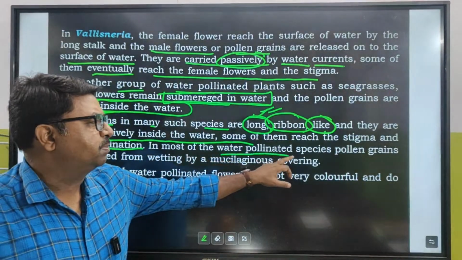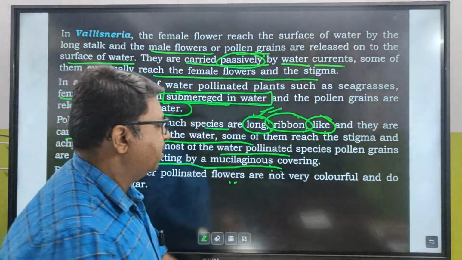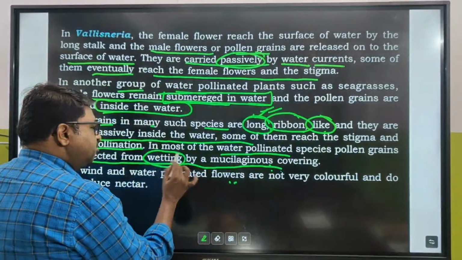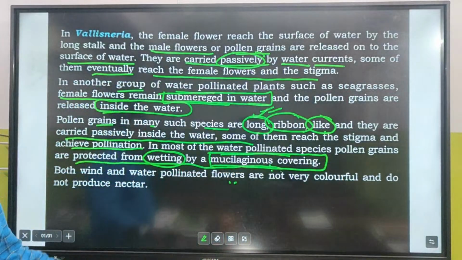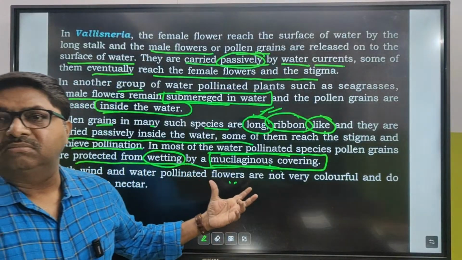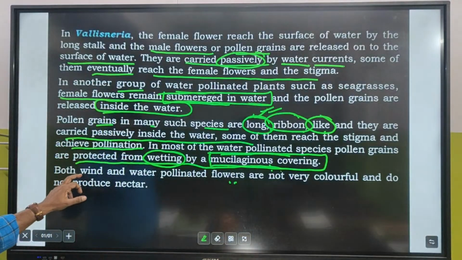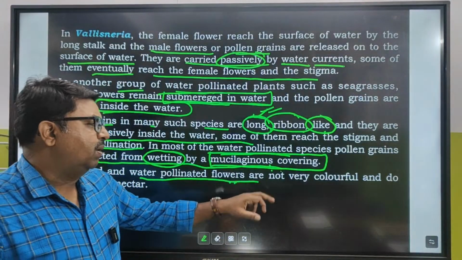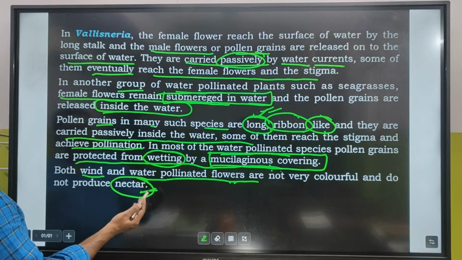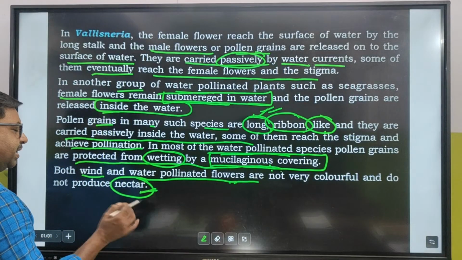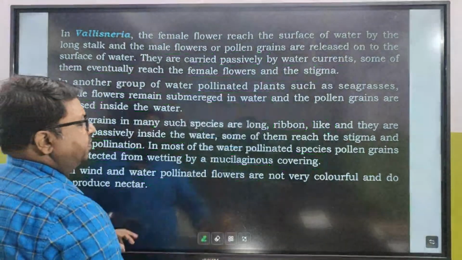In most of the water-pollinated species, pollen grains are protected from wetting by a mucilage covering. Very, very important. Mucilage covering. So mucus is there which prevents the pollen grains from being affected by fungus. Both wind and water pollinated flowers are not very colorful and do not produce nectar. Not required, nectar. Nectar is going to attract insects. So wind and water both are abiotic, so they don't need any life.